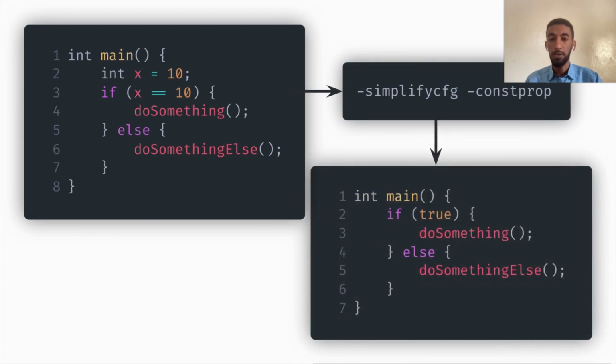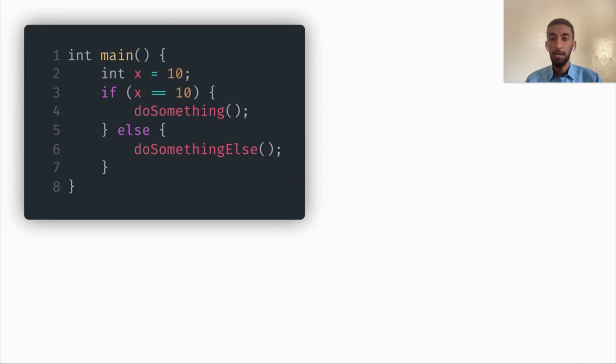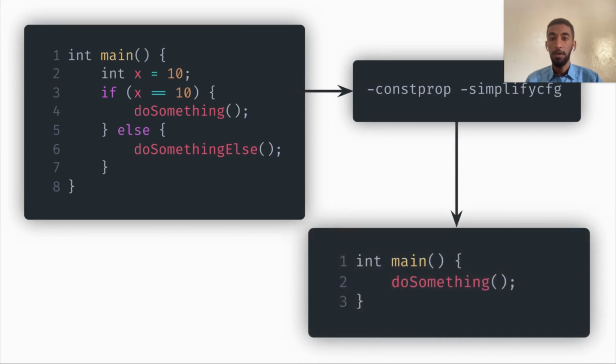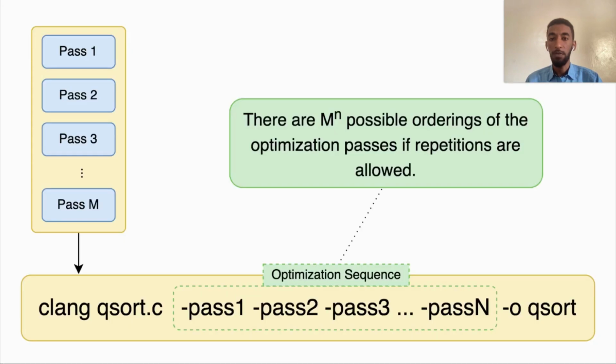However, the output is not optimal. Instead, let's change the order of passes. Applying constant propagation first, then simplified CFG results in an optimal program. This shows how the order of passes affects the final output. Even more, there is a huge amount of possible orderings, which makes enumerating the complete search space practically impossible. In fact, the phase ordering problem is known to be an NP-hard problem.